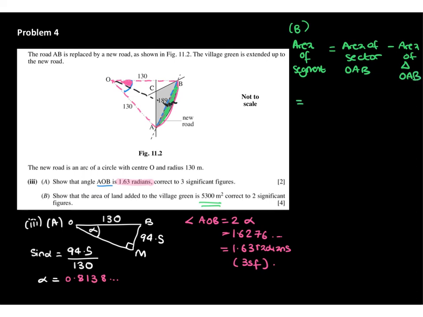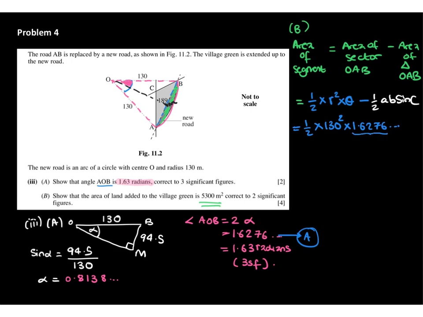So let's work this out. The area of the sector, first of all, is equal to a half multiplied by r squared multiplied by theta, and then the area of this triangle is a half ab sine C, so we can use both of these two formulae together. So what about the sector, first of all? So that's a half multiplied by the radius of 130 squared multiplied by the angle, which we now know is 1.6276... Now I recommend, again as always, put this into a calculator memory so you can then use that here in its exact form.